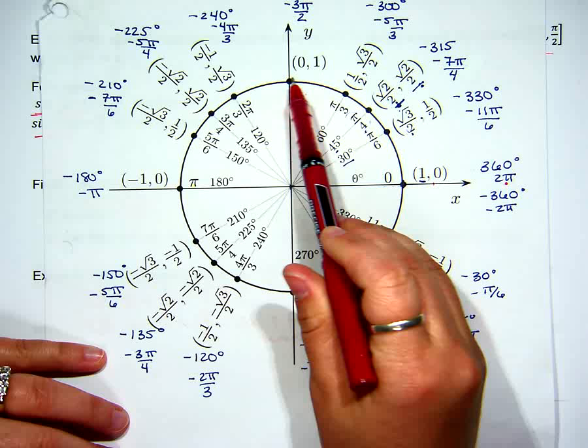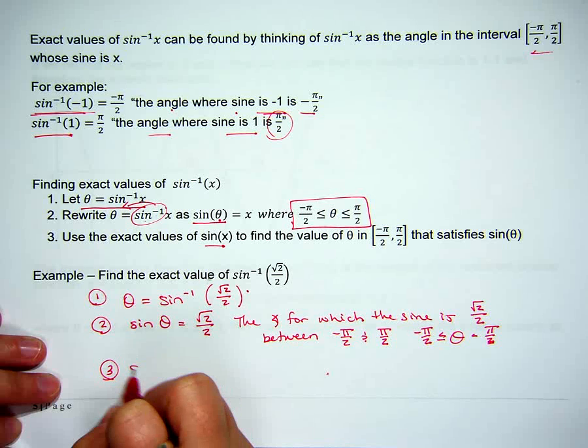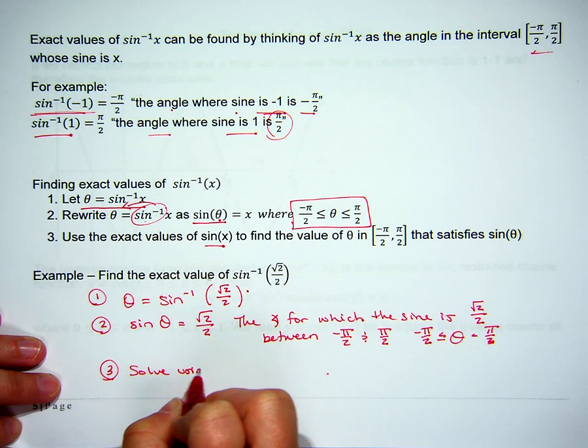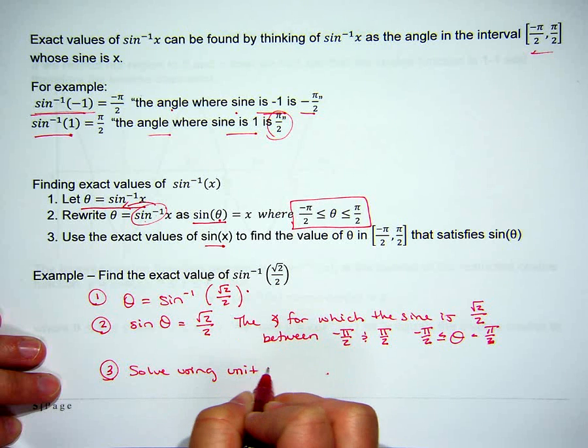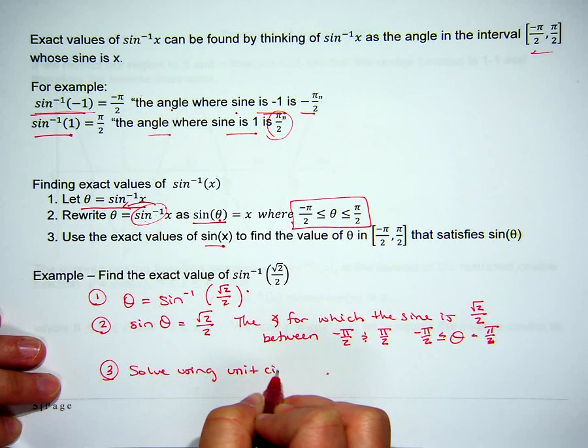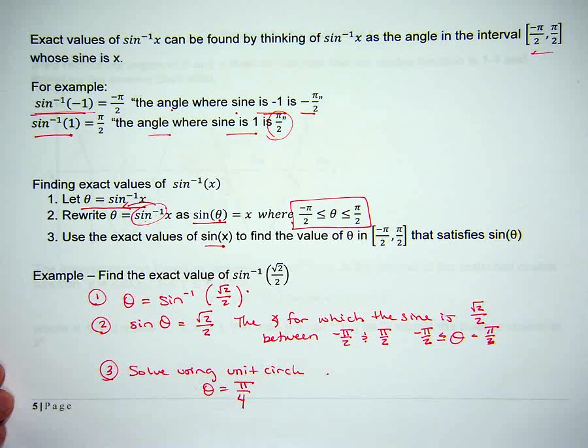So, step 3, solve using unit circle. Therefore, theta equals pi over 4. So that's talking about sine inverse. Let's go on and talk about cosine inverse.